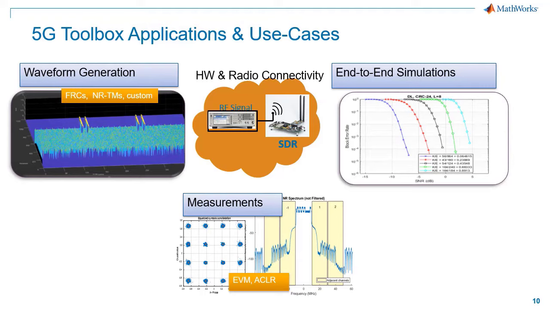End-to-end simulation, because we provide receiver operations beyond what the standard body gives, and because we provide channel models and RF impairments, you can do end-to-end simulation and make sure realistic performance can be achieved under various distortion conditions. Measurements to qualify at any given time how much distortion you can tolerate, and also hardware and radio connectivity to test your design, not just simulation, beyond simulation in the lab, and connect your waveforms to RF instruments and software-defined radios.